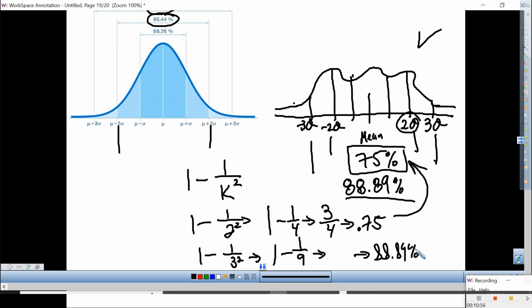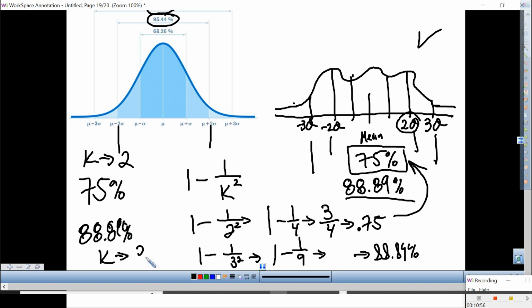Okay? So here's the thing that you need to remember. When somebody says, according to Chebyshev, 75%, tell your neighbor what standard deviation they're talking about. Everyone? Yeah, so you would say k is 2. That is correct. Whereas if they say 88.89%, what are we talking about in regards to k? 3, and so on and so forth. Okay? So keep that in mind because we're going to use that information right now.